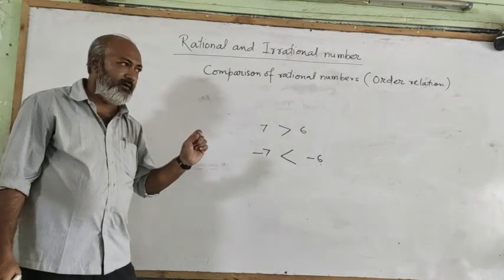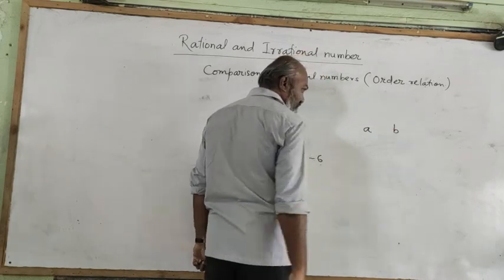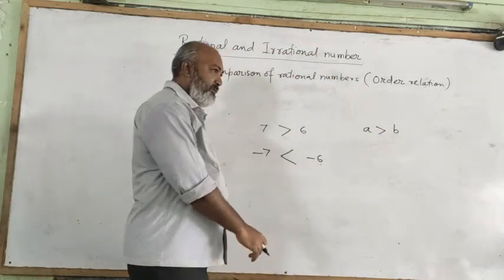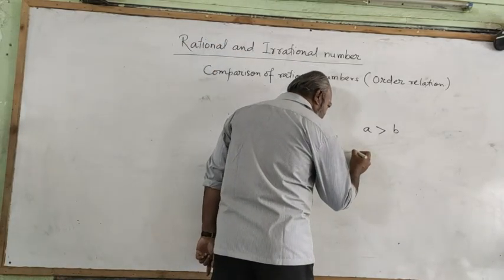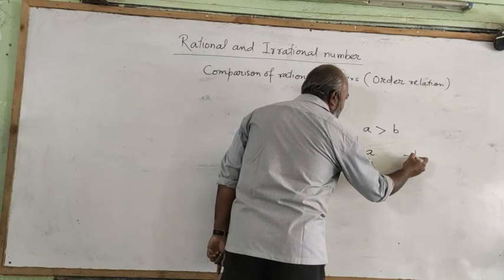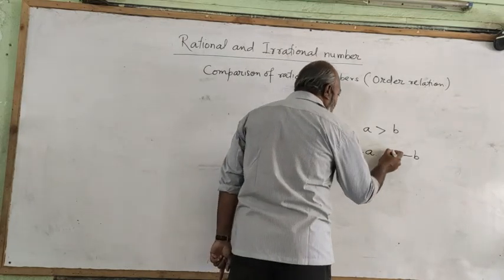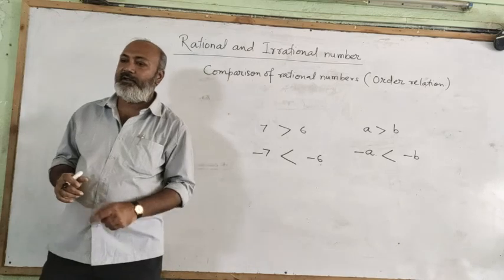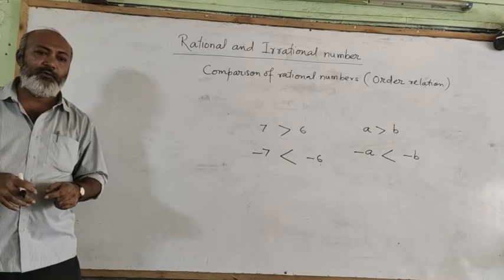So keep in your mind one rule. A and B both are positive and A is greater than B. After applying a negative sign on both sides, the sign gets reversed, minus A, minus B. Then what will you do? You will reverse the sign. Less than can be converted into greater than, and greater than can be converted into less than.